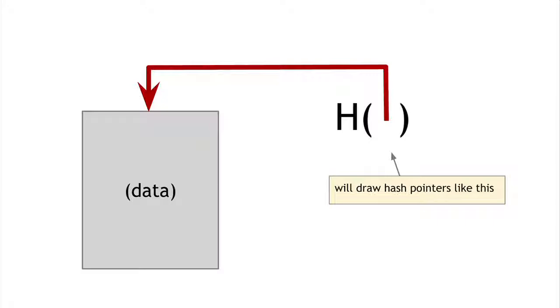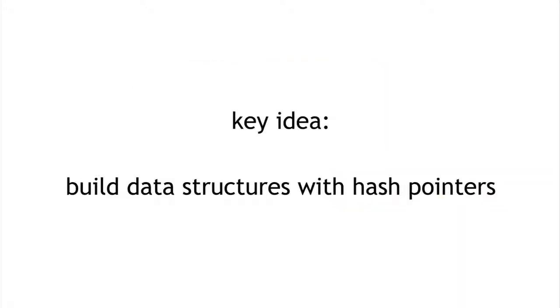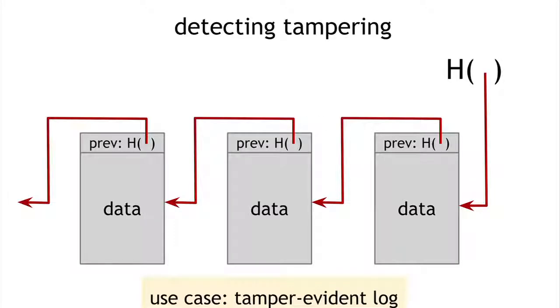we last saw it. And we can take hash pointers and use them to build all kinds of data structures. So a key idea here: take any data structure, a linked list, a binary search tree, or something like that, and implement it with hash pointers instead of pointers as we normally would. For example, here's a linked list that we've built with hash pointers. And this is a data structure that we're going to call a blockchain.